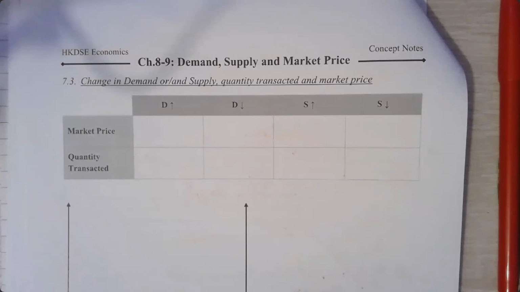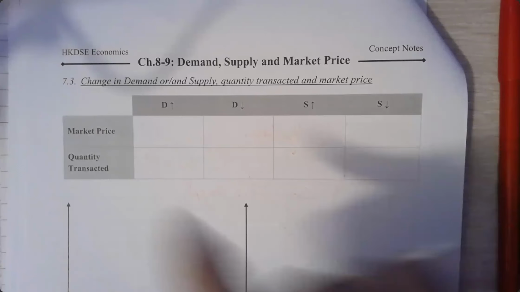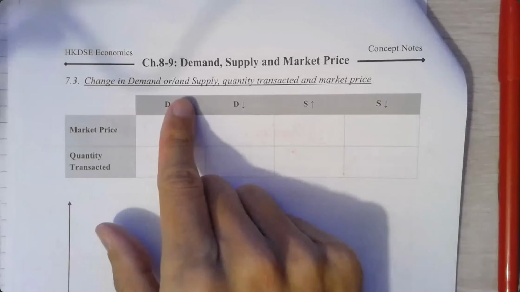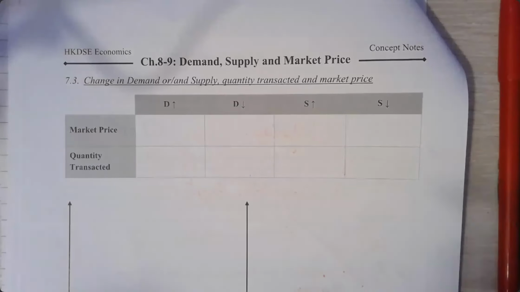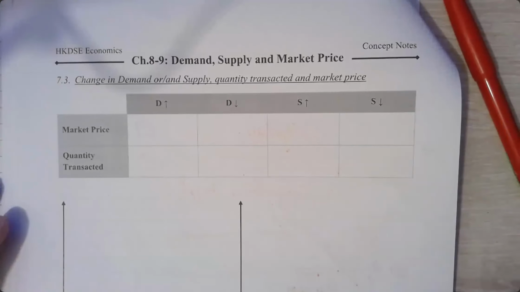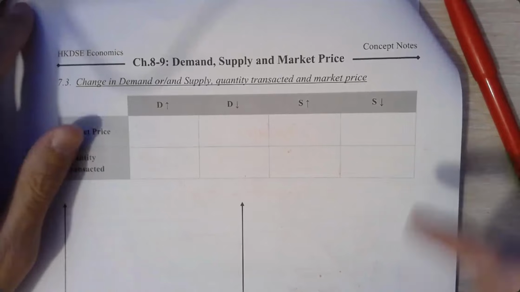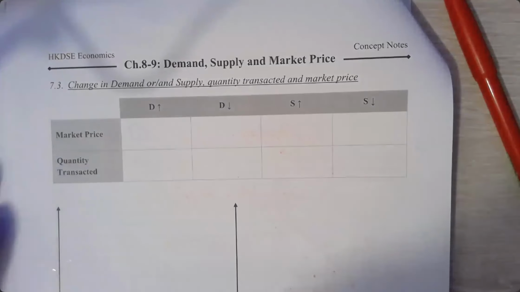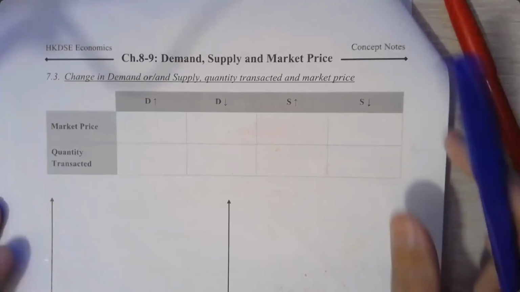Okay, so welcome to the final part of our chapter 8 to 9 video series. In this video, we're going to talk about the change in demand and supply and how it's going to affect the quantity transacted and market price. So let's get started because this will be a super long video. So stay tuned and brace yourself for a very long series.